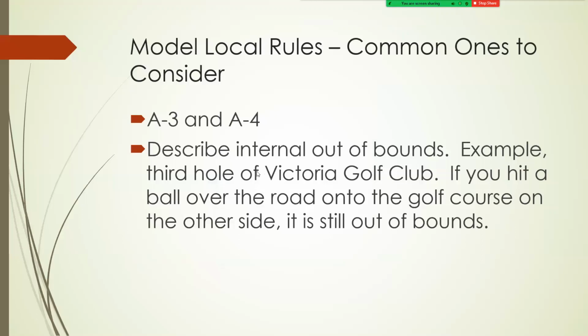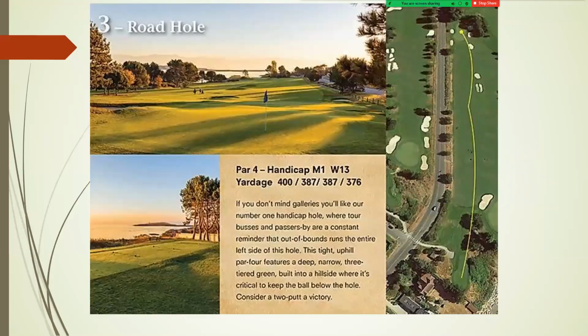Okay. Model local rules. A3 and A4 are for out of bounds and can describe internal out of bounds. For example, I don't know how many people have played Victoria Golf Club, but you can kind of see the diagram on the right here. This is Victoria Golf Club. This is the third hole going from the bottom of the screen to the top. And this is the way you normally play the golf course.